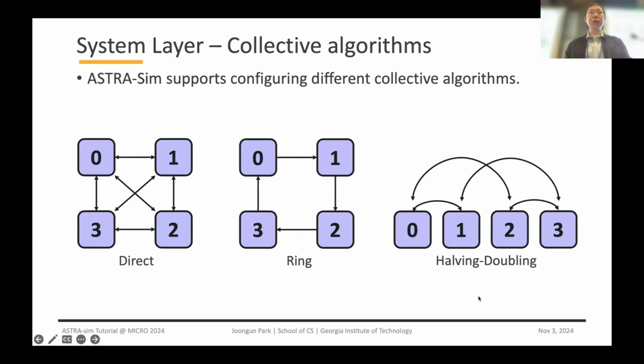And we have halving doubling, which is known to be good for switch topologies. As you can see, first node 0 and node 1 share the data, while 2 and 3 share the data at the same moment. Then in the next stage, 0 and 2 will share the data, and 1 and 3 share the data.